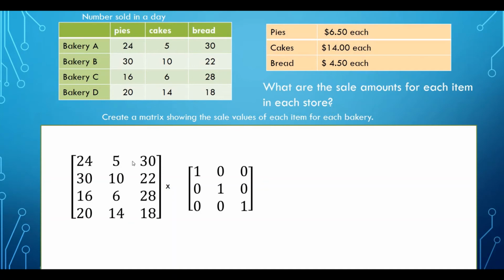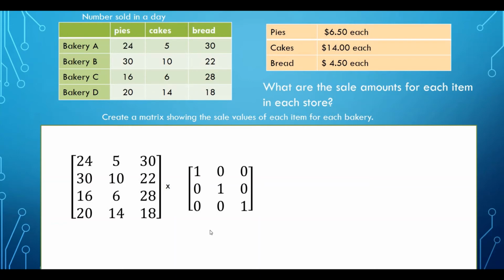When I'm multiplying my first row by my first column, the 24 is multiplied by the 1, but 5 and 30 are multiplied by 0, which is going to give them 0. So it's really only the 1 that is affecting the elements in that first column. Same again when I'm looking at my second row. When I multiply my second row by my first column, the 30 is multiplied by the 1, and the 10 and 22 are multiplied by the 0.